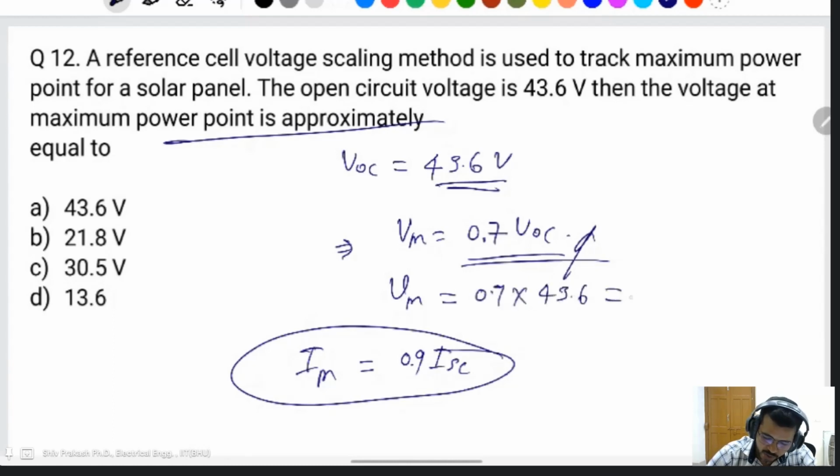43.6. It will be, I think, 30.5 volt. The voltage at maximum power point is not equal to the open circuit voltage. Never will it equal the open circuit voltage. Open circuit voltage is always higher than this one. The voltage at maximum power point is lower than the open circuit voltage, only 70 to 80%. But in short circuit condition, the maximum current in respect to short circuit current will be 90%, 90 to 95%.